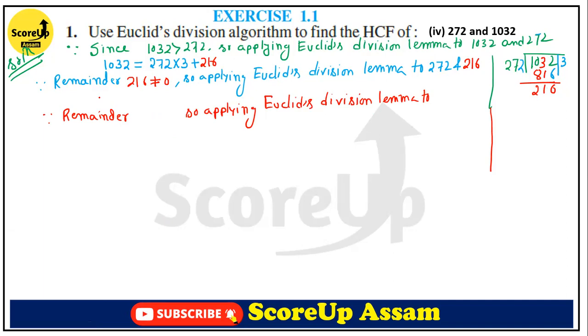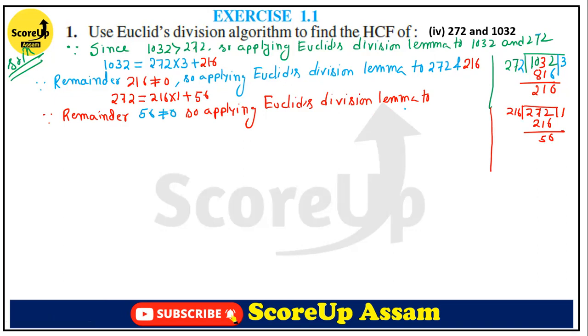So if we apply, what can we write? 272 is equal to how many times? One time, 216 into 1 plus what? So divide 272 by 216. 216 will go one time. So it will be 6 and then 56. So plus 56. Now remainder 56 is not equal to 0.